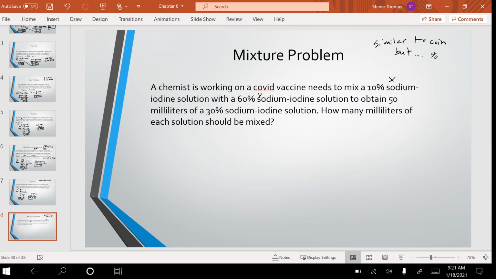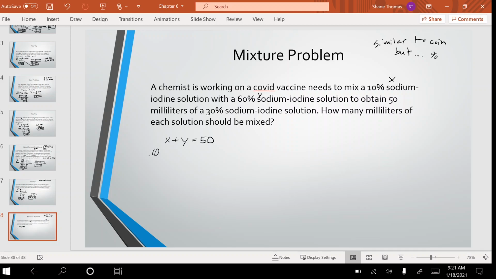Now, how many milliliters do we want total? 50. Okay, so similar to the coin problem, amount of this one plus amount of this one is the total amount. So we have X plus Y equals 50. That one's pretty straightforward. If I'm mixing two things together and I want 50 in the end, X plus Y has to equal 50. All right with that one? Yeah.